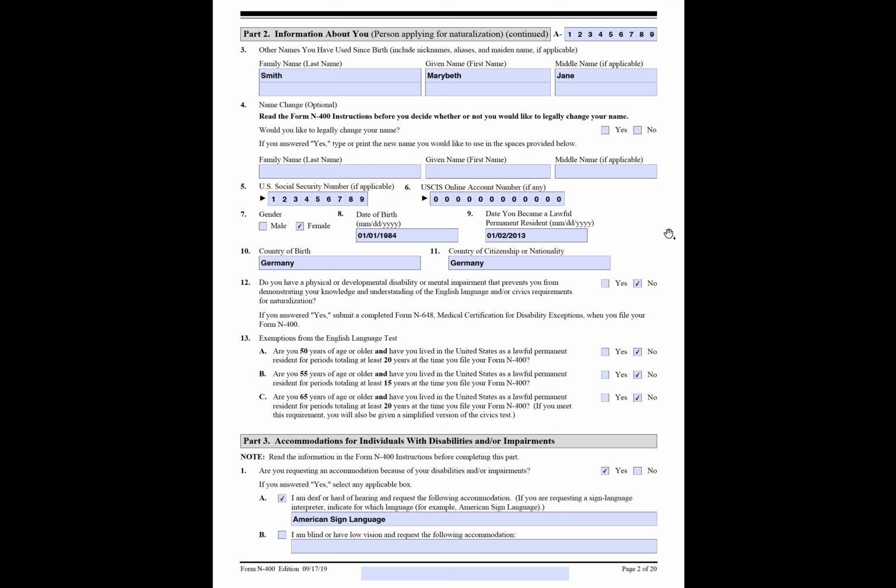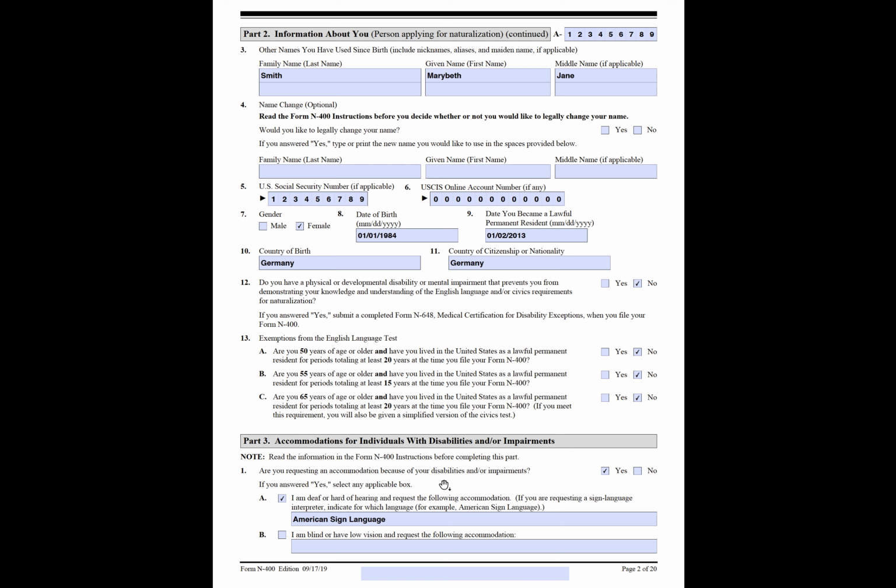Part 3 of the N-400 application, that is accommodations for individuals with disabilities and/or impairments. There's more information on this in other sections of the course, but if you are requesting an accommodation because you have a disability or an impairment, you should answer yes here. And so if you answered yes, you need to select one of the following here.